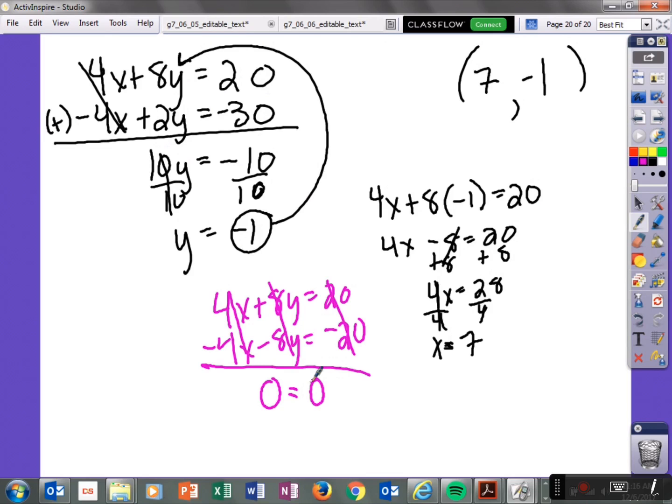It may make a little bit more sense if we solve both of these for y and get it in slope-intercept form. So 4x plus 8y equals 20. First off, what do you notice about all three of these numbers? They're all divisible by what? 4. So first I'm going to make my numbers smaller by dividing them all by 4. So x plus 2y equals 5.